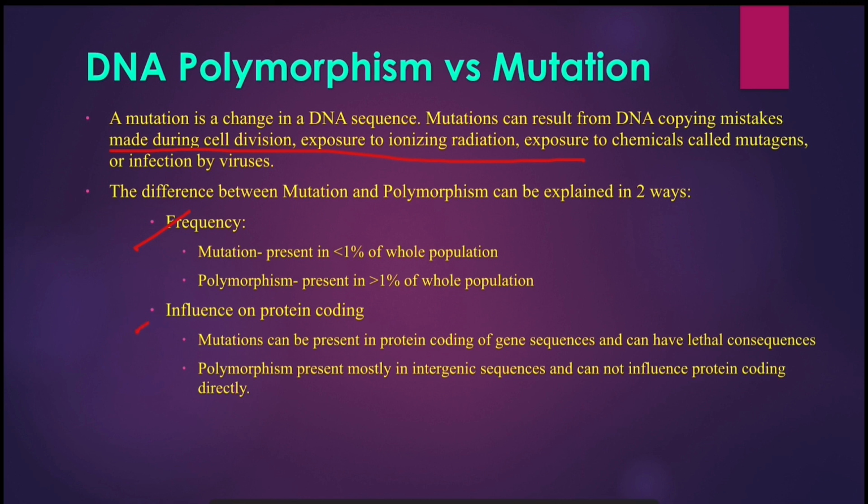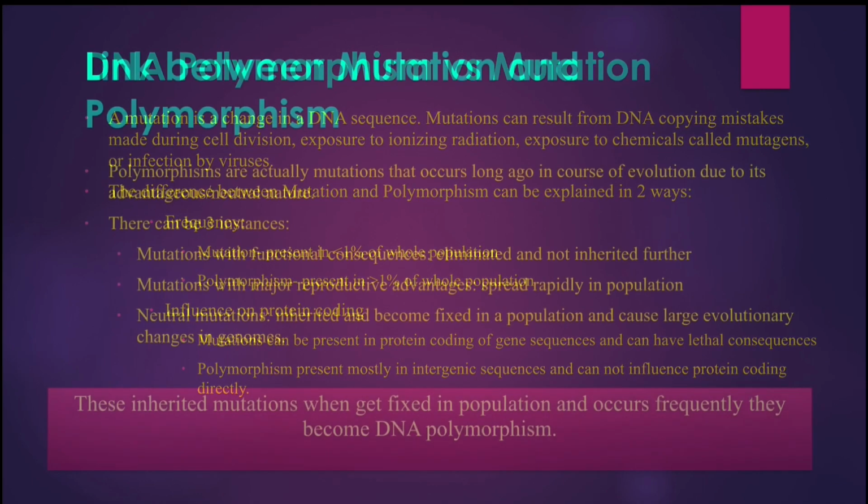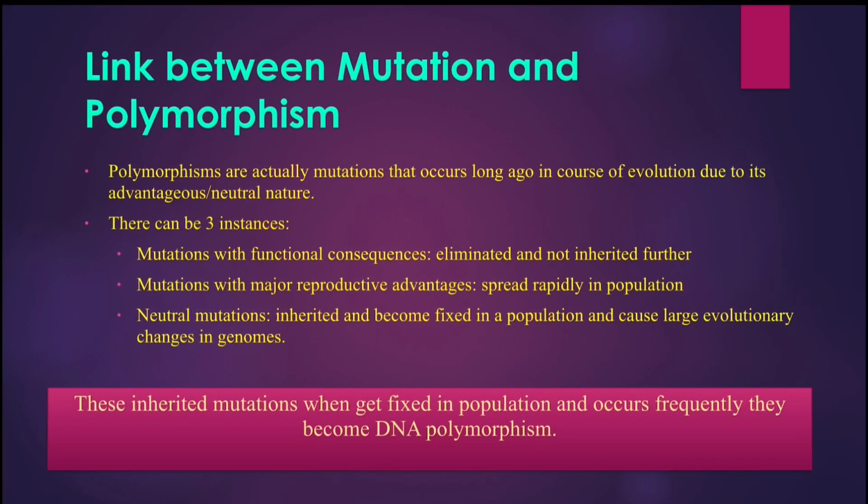Secondly, impact on protein coding. Mutations can be present within protein coding sequences or gene sequences and may have deleterious effects on individuals, but polymorphisms are mostly present in intergenic sequences as discussed earlier and only indirectly influence protein coding. As the basic process of mutation and polymorphism is somewhat the same, there must be a link between these two.